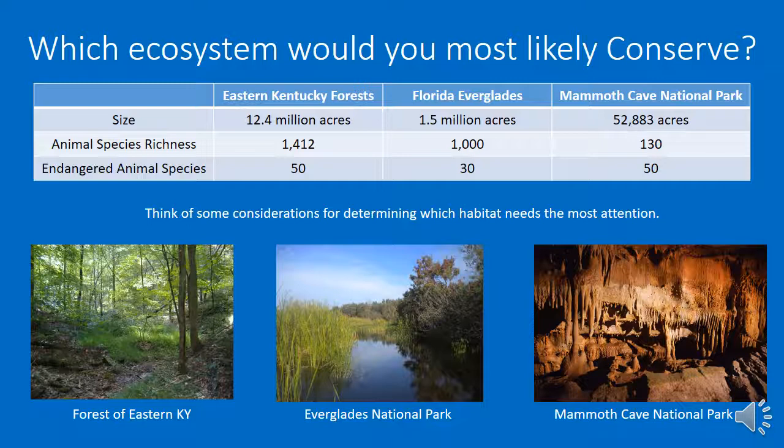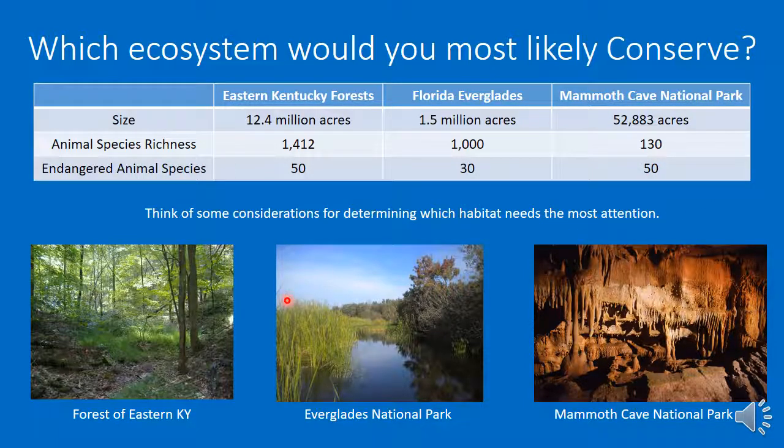Right? And so if we look at area, we're like, wow, 12.5 million acres, 1.5 million acres, 52,000 acres. So this one's really small. This one's super huge. Okay, if we look at endangered species, because that's what we're really worried about. Within conservation, really common things we don't worry about too much because we're not endangering them so much yet. So we look at endangered things, right? So if we look at the number of endangered species, Eastern Kentucky's got 50, Florida's got 30, and Mammoth Cave's got 50 also. So if we're just going on endangered stuff, we've got a lot more here and a lot more here.